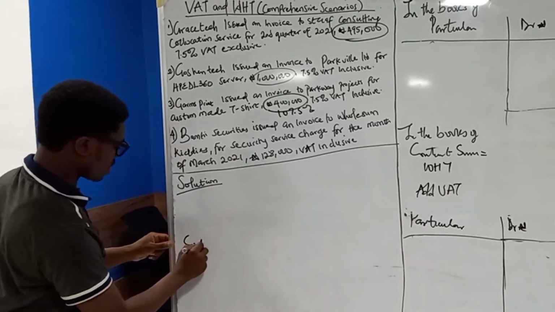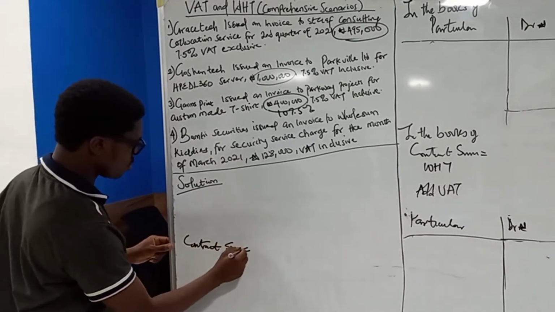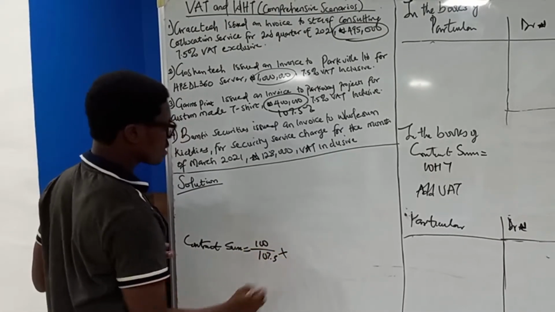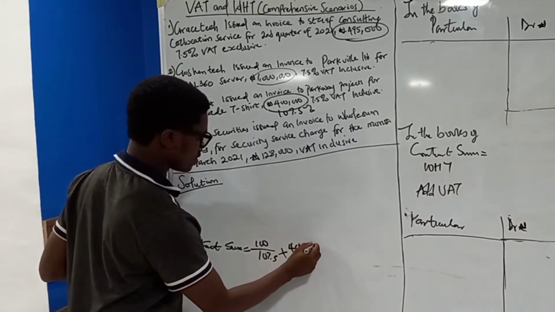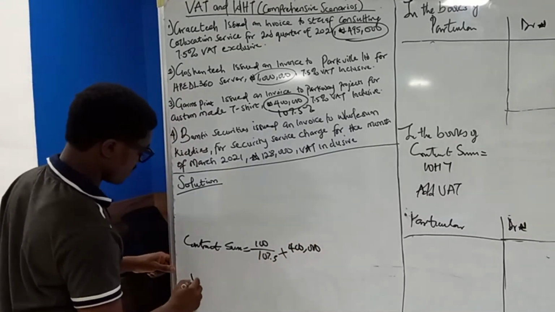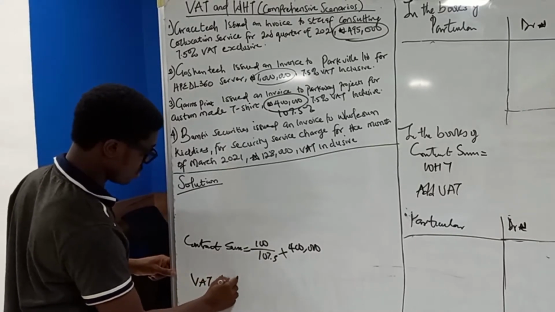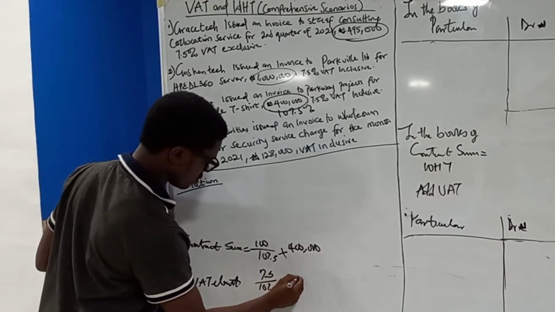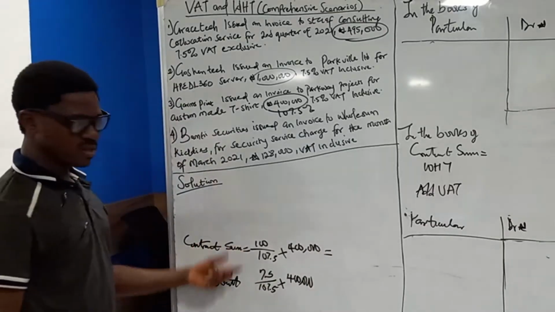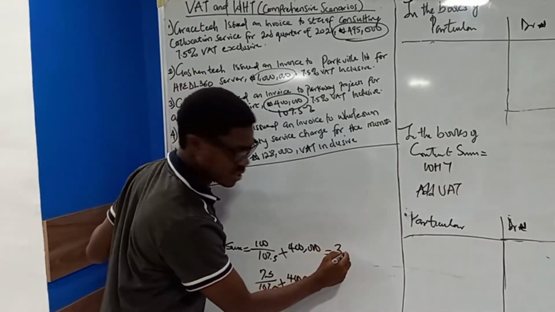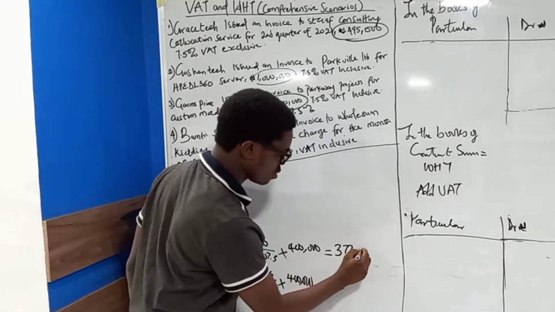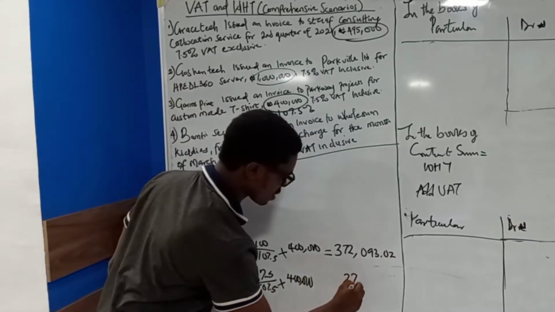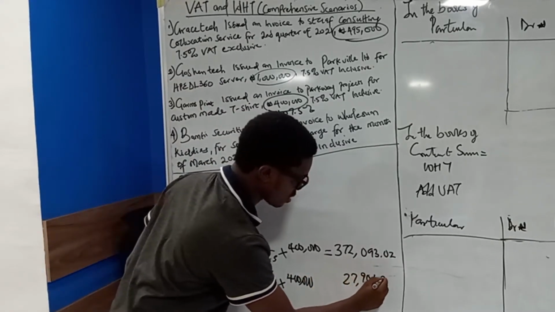So you can say that the contract sum is 100 over 107.5 times 400,000. The VAT element will be the difference, 27,906 naira.